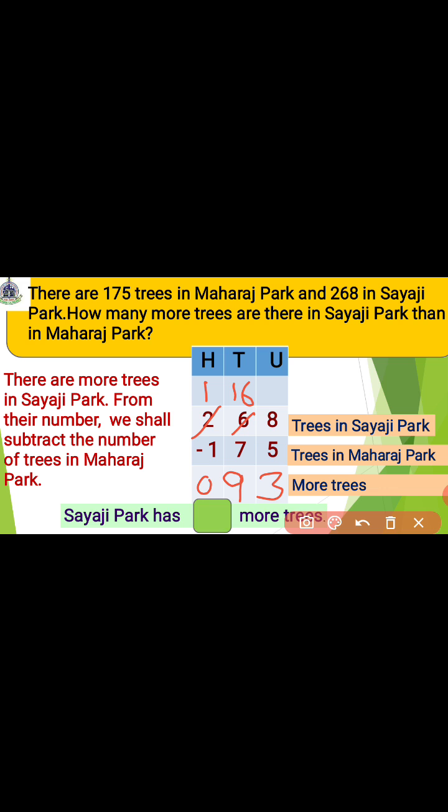It means 93 more trees are there in Sayaji Park than in Maharaj Park. So Sayaji Park has 93 more trees. Understood?